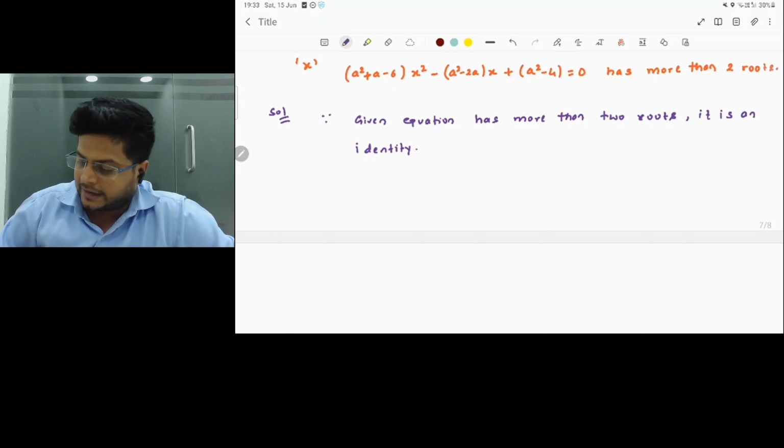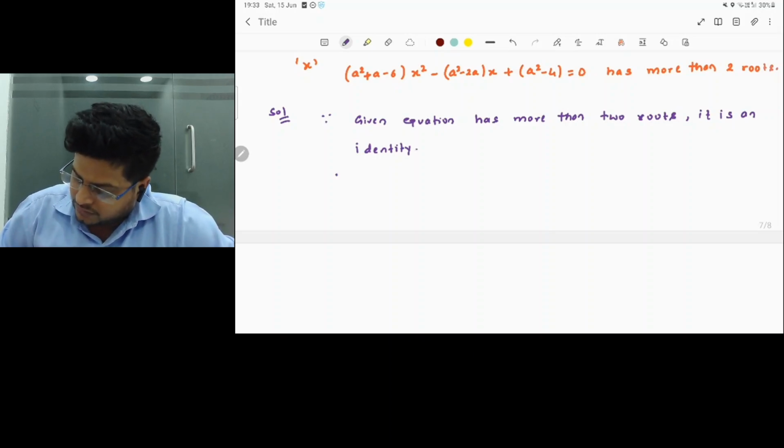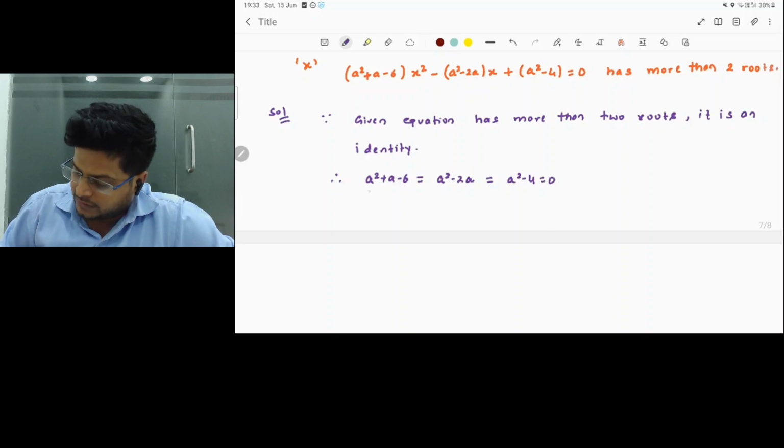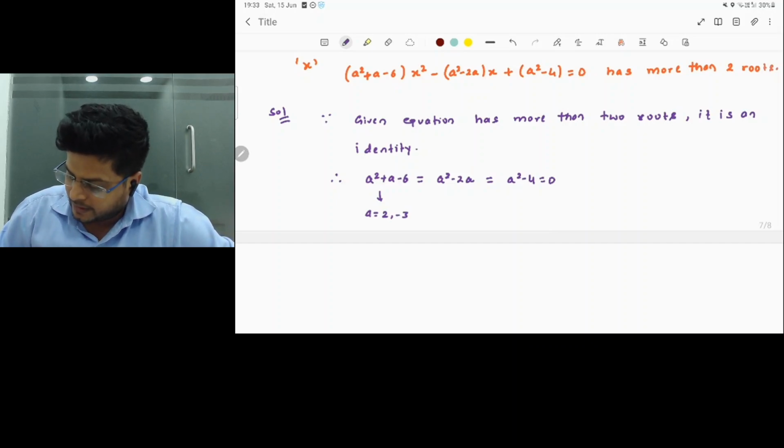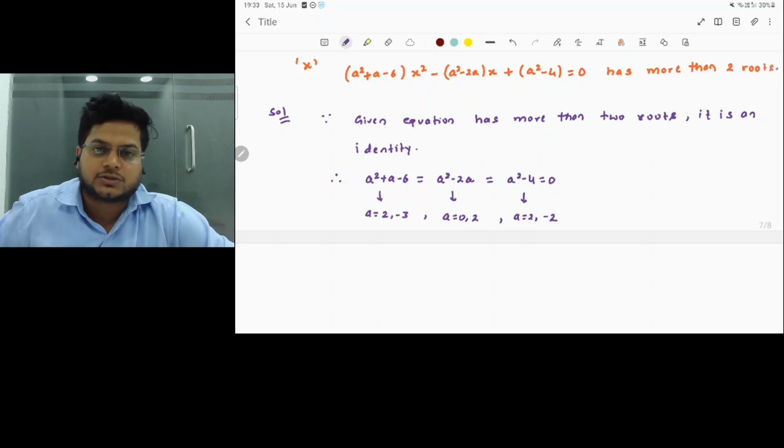Therefore, a square plus a minus 6 equals 0, a square minus 2a equals 0, and a square minus 4 equals 0. So from here, what are the values we'll get? We'll get a equals 2 and minus 3. From here we will get a equals 0 and 2. And from here we will get a equals 2 and minus 2.